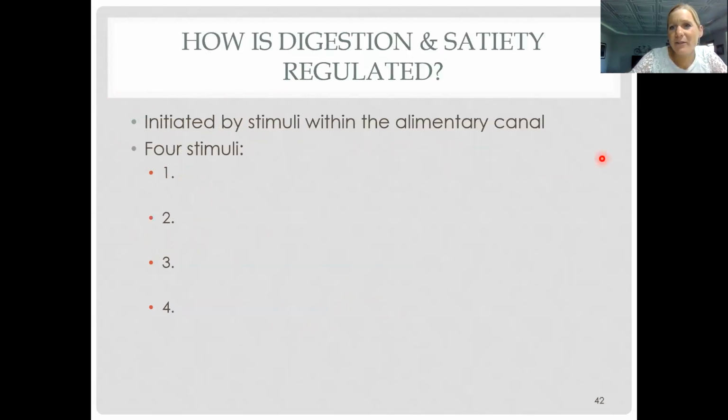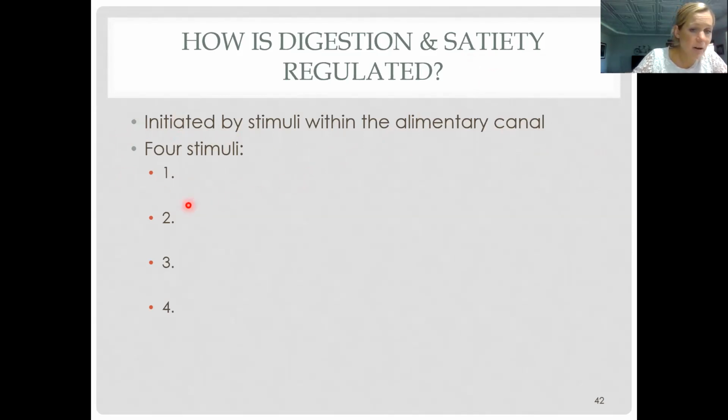Okay, just a few concluding remarks as it relates to digestion and satiety, or how full you feel. I wanted to look at, how do we know when we're full? So how are these processes regulated? When do we know when to stop eating? The feeling of satiety or fullness can be initiated by stimuli within the GI tract, or within the digestive tract. And there are 4 ways to stimulate those particular feelings.